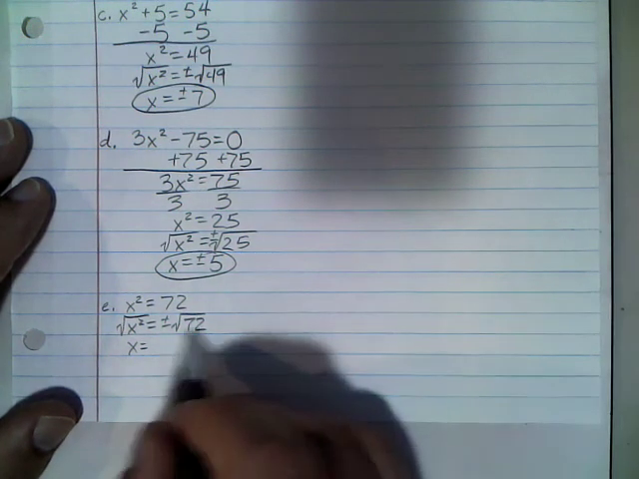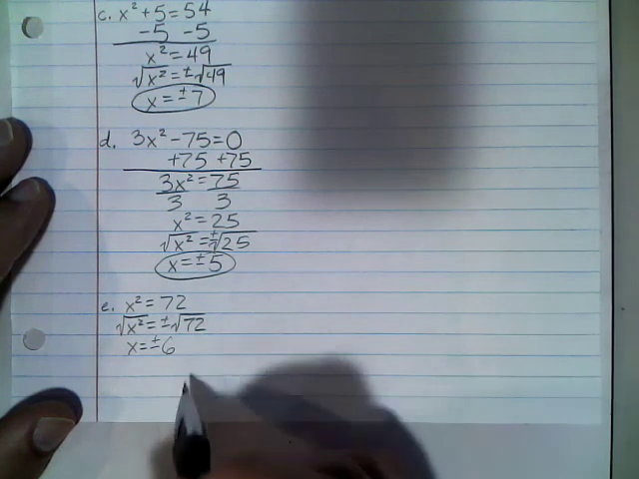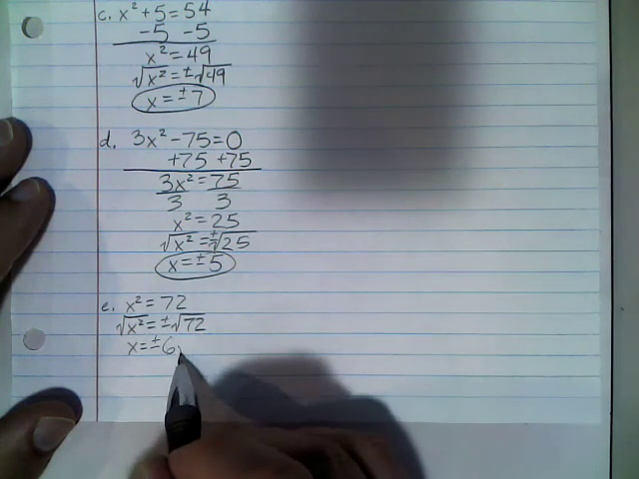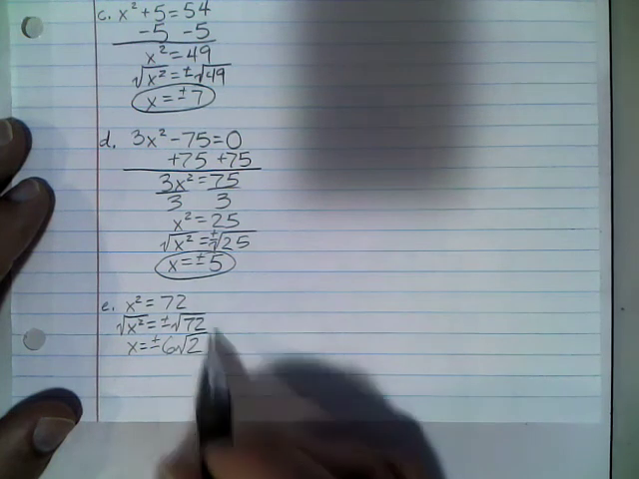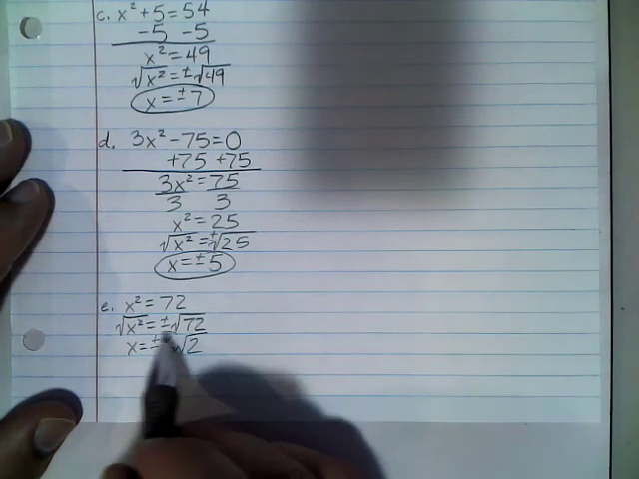So since 36 goes in there, the square root of 36 would be 6, and then it would have to be 36 times 2 to make a 72. And so that's my answer there: x equals plus or minus 6 square root of 2.